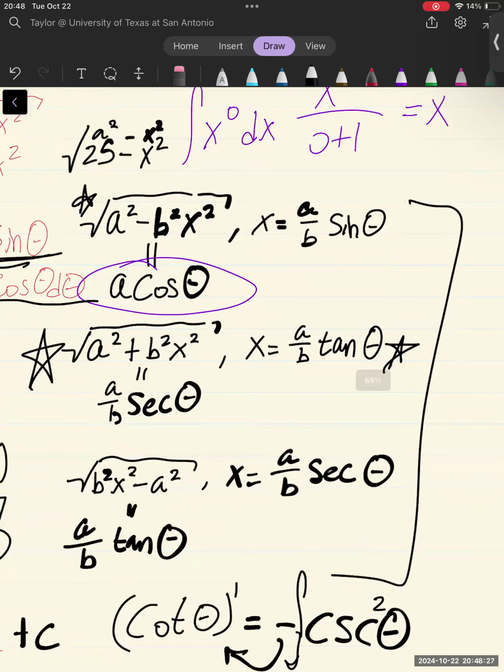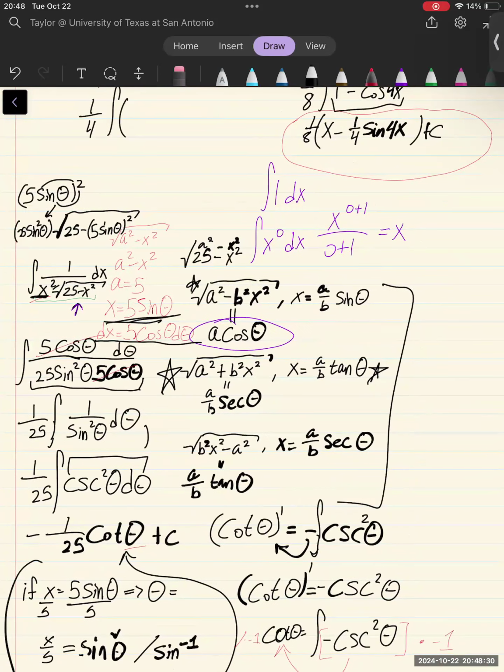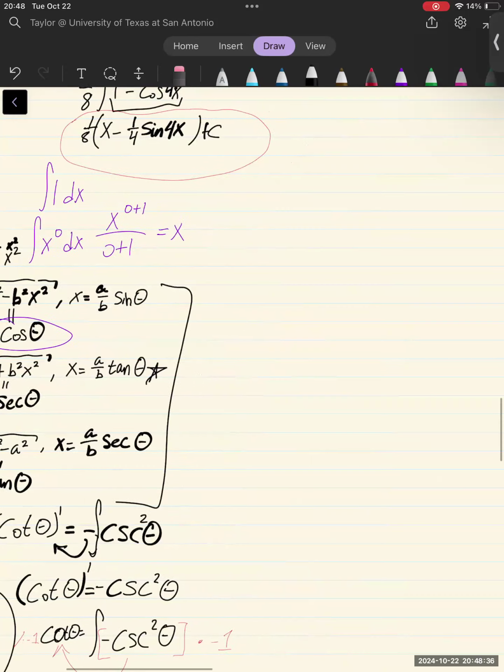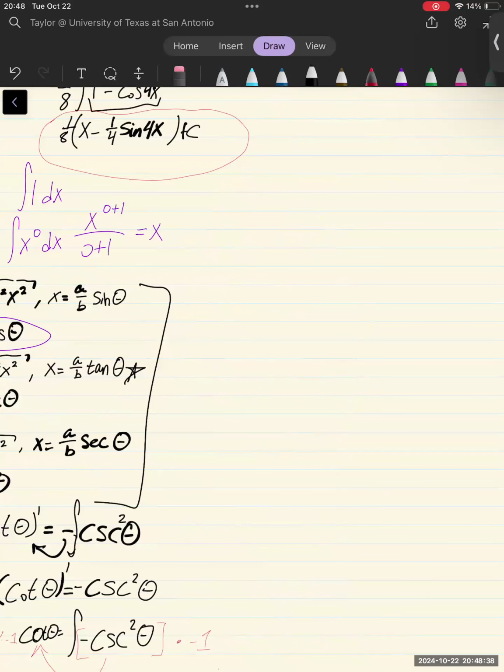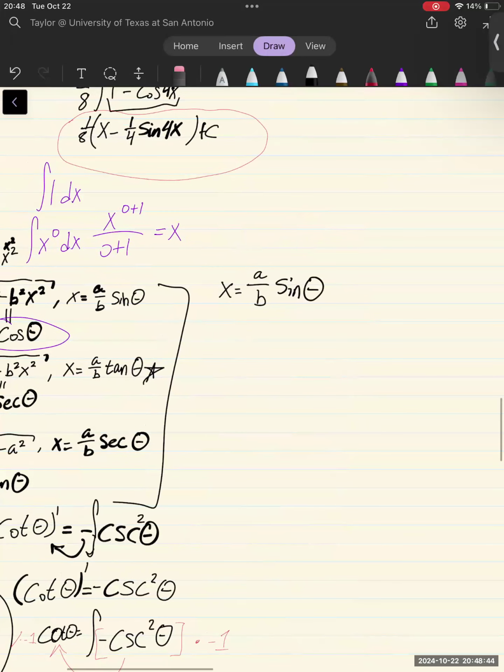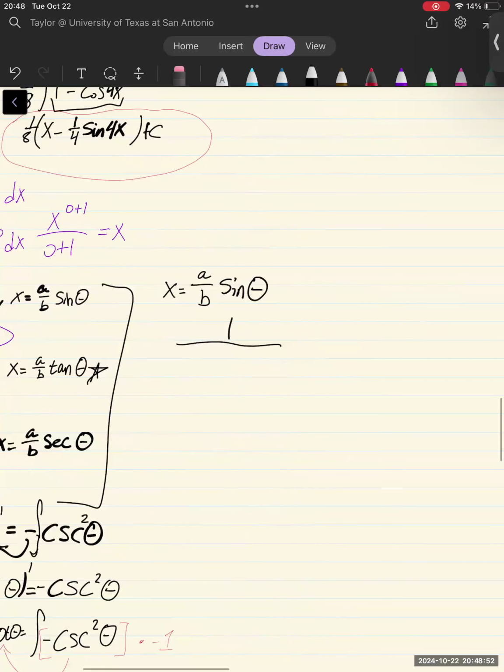They're a bit confusing. Okay, so let's take this example again. This one that we're looking at right here. I know in this case x equals a over b sine theta, right? So if I don't look at anything else, I just have x. I'm gonna plug in, and I said this was x squared. So I have x in this case is 5 sine theta, squared, and then the square root.